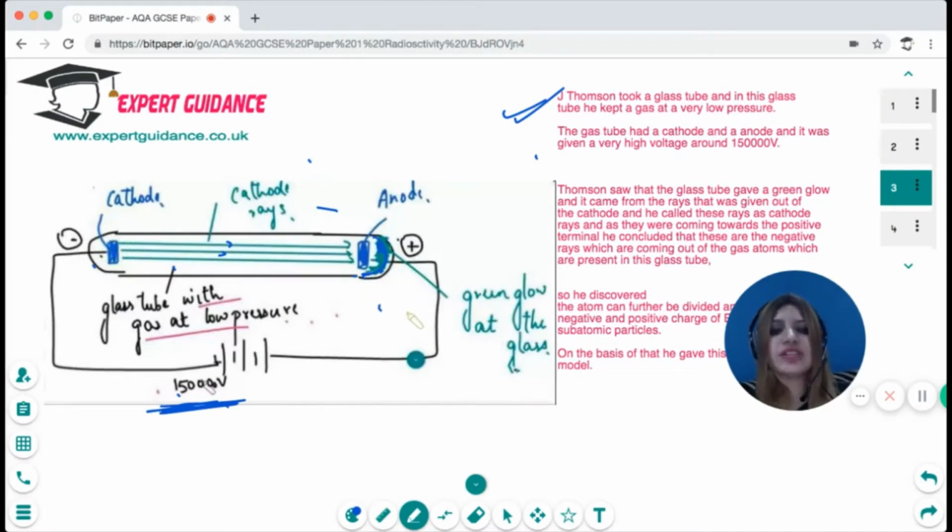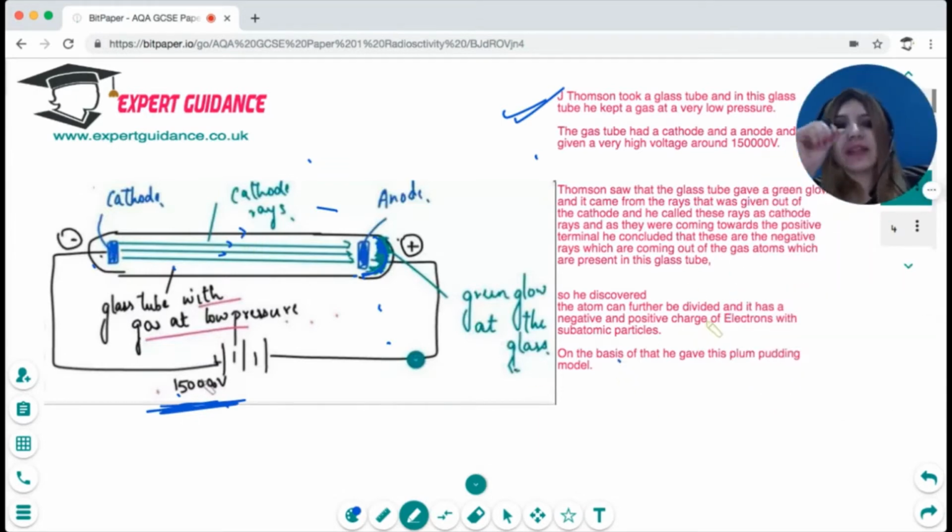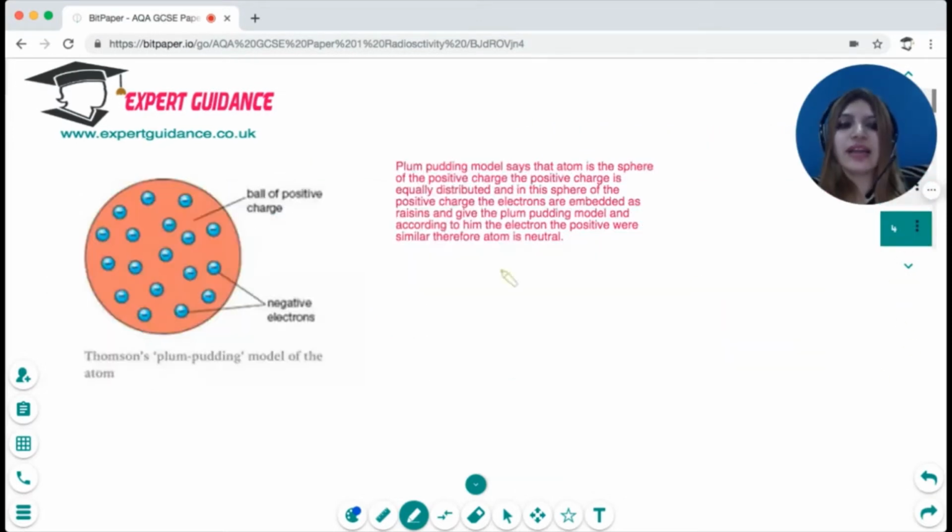And since they were going towards the positive plate, he concluded that they are negatively charged. And he found that the atoms were actually giving off these rays, and the nature of them was electrons. So he discovered that there are negative and positive charged elements present inside the atom. He gave the idea of the electron and then came up with the structure called the plum pudding model. In the plum pudding model, he says that the atom is a sphere of positive charge, and inside this positive charge the electrons are embedded like plums, and therefore he gave the plum pudding model.